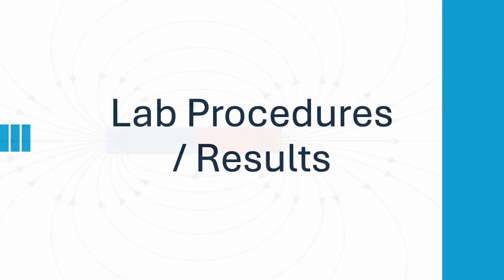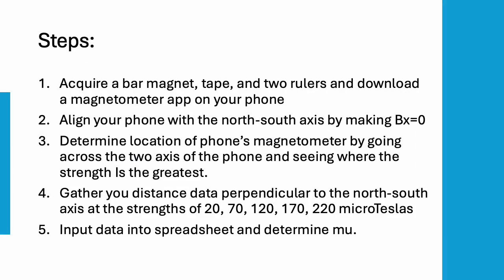Lab procedures and results. Here are the steps I took when conducting the lab. I first acquired a bar magnet, tape, and 2 rulers, and downloaded the Phyphox magnetometer app on my iPhone. I aligned my phone with the north-south axis by making Bx equal to 0, and I determined the location of the phone's magnetometer by going across the 2 axes of the phone and seeing where the strength is the greatest. I then gathered the data at the 20, 70, 120, 170, and 220 microtesla marks and measured and recorded the distance. I inputted the data into the spreadsheet and I determined mu.